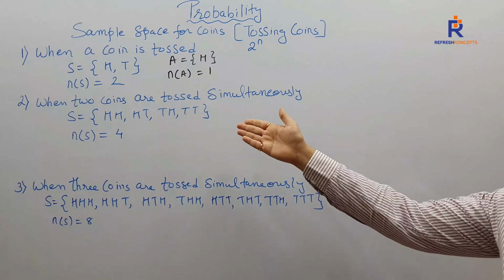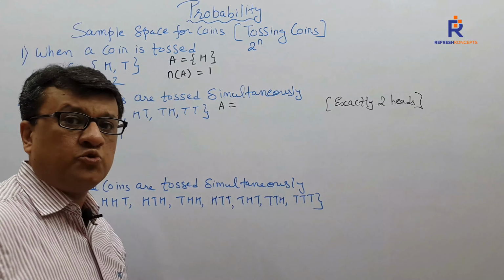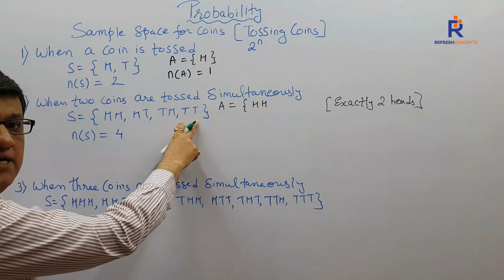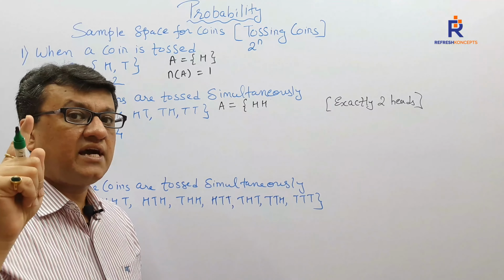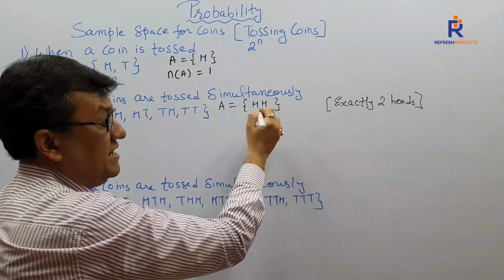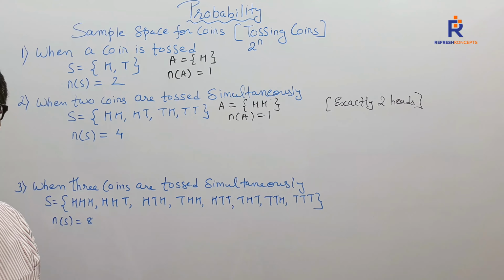So let me write this down beside: I want exactly 2 heads. When they say exactly 2 heads, that means 1 will not do. They want exactly 2. So is HH going to come? Indeed, so I write down HH. Is HT going to come? No, it has only one head. This one? No. This one? No head. When they say exactly 2 heads, I want that same number. So A will be the event having sample point HH, and n of A will be 1.